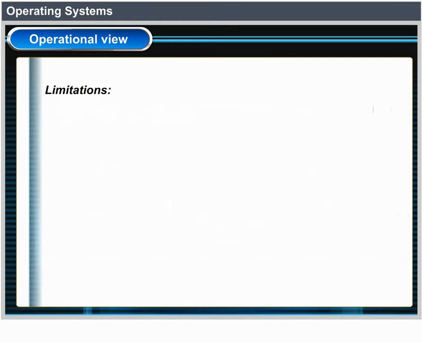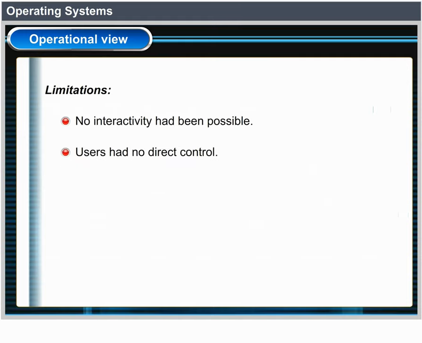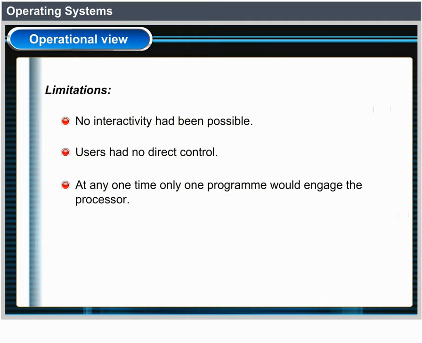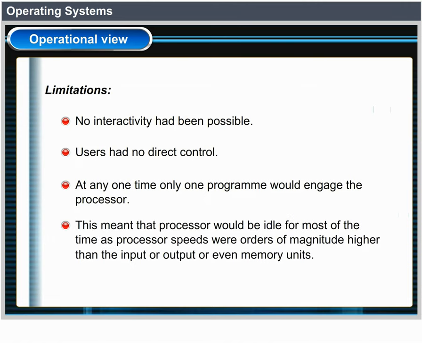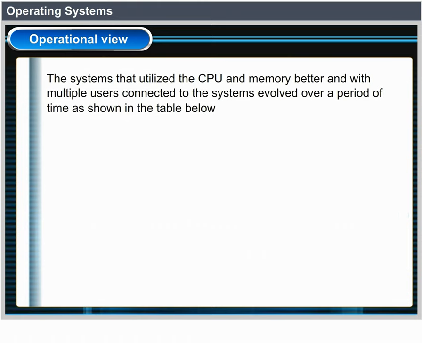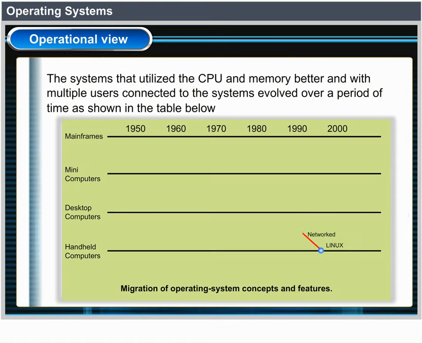Limitations. No interactivity. Users had no direct control. At any one time, only one program would engage the processor. This meant that processor would be idle most of the time as processor speeds were orders of magnitude higher than the input or output or even memory units. Poor utilization of the processor. The systems that utilize the CPU and the memory better and with multiple users connected to the systems evolved over a period of time as shown in the table below.